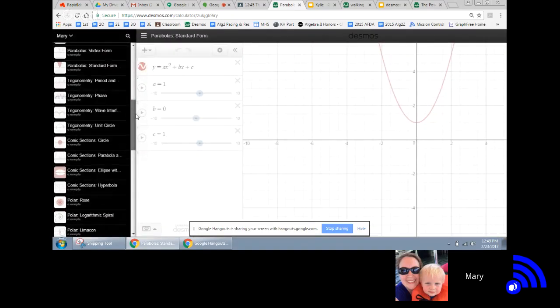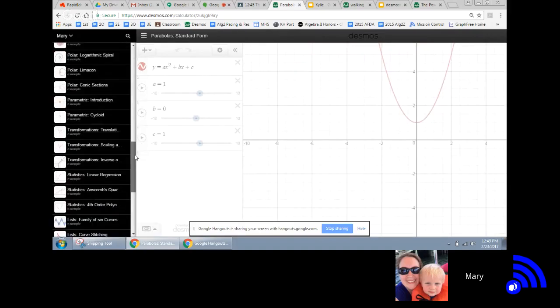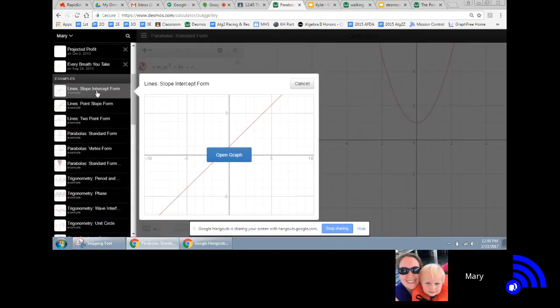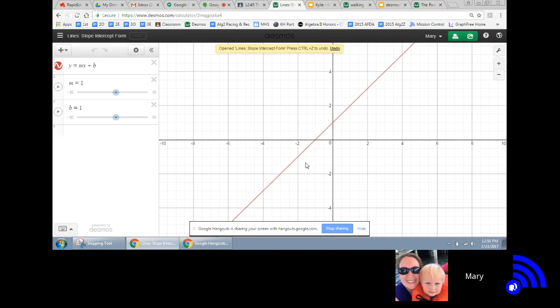There are trig graphs and calculus graphs. There's just all kinds of stuff, and the transformations are really cool. We're going to talk about slope-intercept form. So I could simply click on that and open it, and this would give me a slope-intercept form.